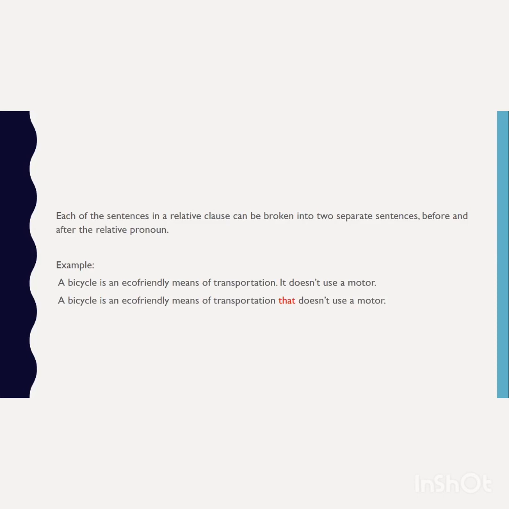So whenever we include the relative pronoun, the sentence stays this way: A bicycle is an eco-friendly means of transportation that does not use a motor. You see how it stays? We notice that there are two sentences, but the sentence can be what? Broken into two separate sentences, right? And that is the function of relative clauses.